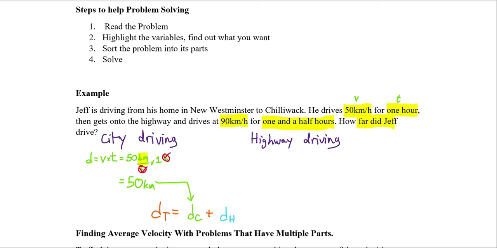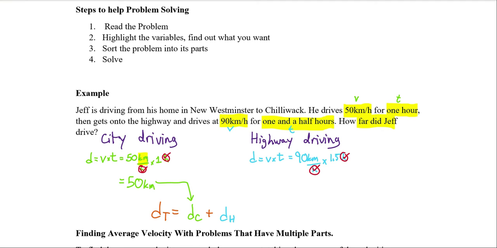How about my highway driving amount? Again, I'm looking for how far, so I get to use the same formula, velocity times time. How fast you're going, 90 kilometers per hour, and how much time does it take, 1.5. So 90 kilometers per hour multiplied by 1.5 hours. Again, check your units. Hours, hours, they match, so things are good there.